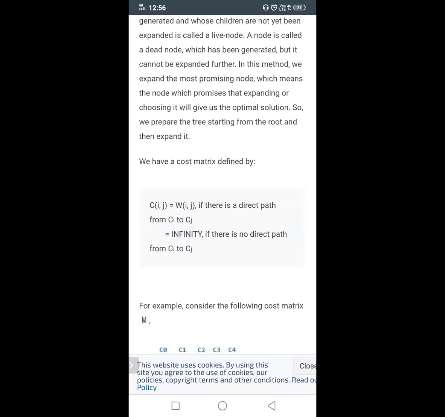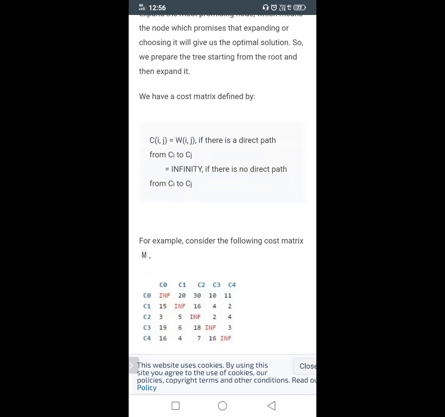Just see here how we solve this traveling salesman problem. We have a cost matrix defined here. If there is a direct path from i to j, that weight is given. Otherwise, if there is no path, then you have to give infinity there.